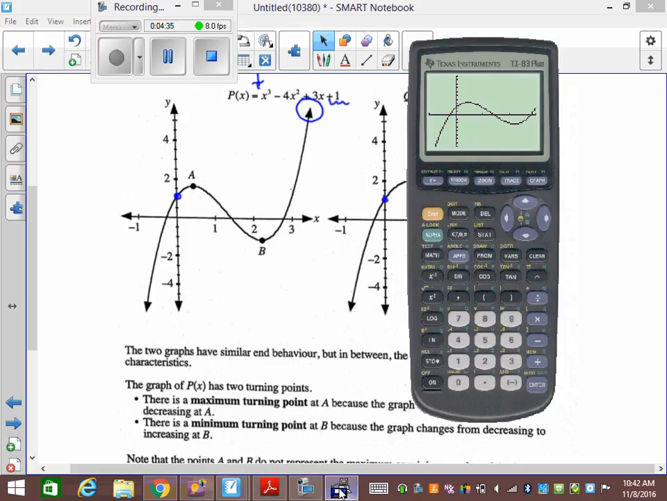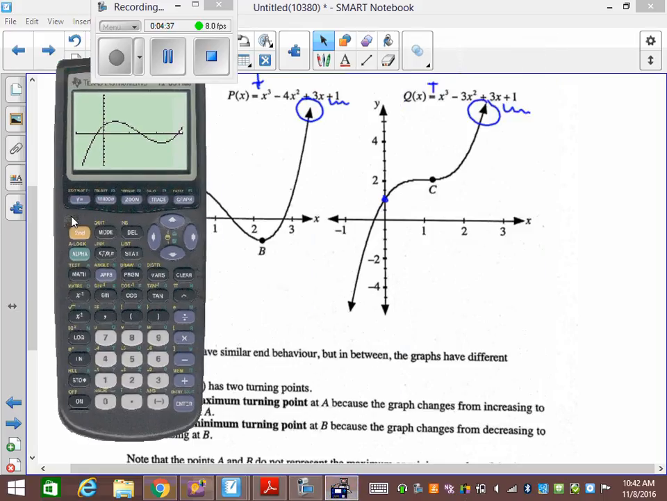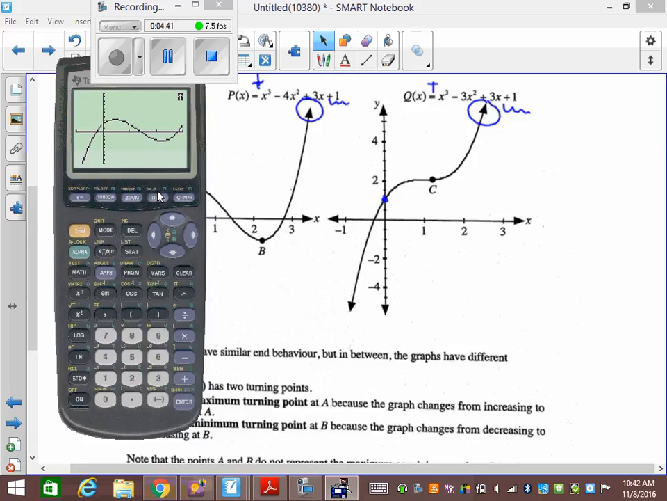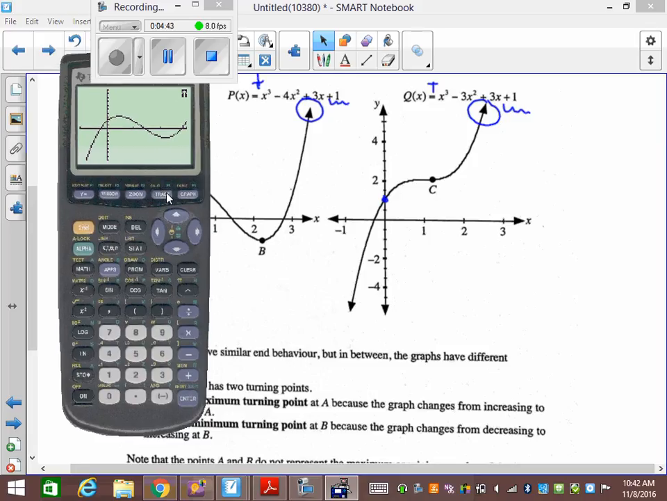Okay? So I want to find the maximum first. So I'm going to go second, trace, maximum. Which one of these is the maximum? The one on the left or the one on the right? Left, because it's like a hill, right? So it says left bound, so we need to be on the left side of it. Somewhere on the left. I could be here or way down here, still on the left. Hit enter. And it says right bound. So somewhere on the right.